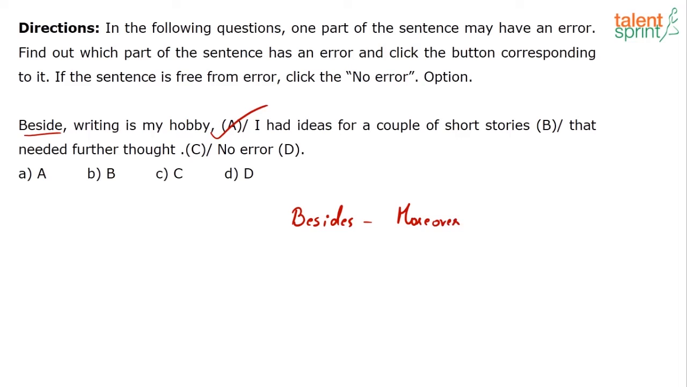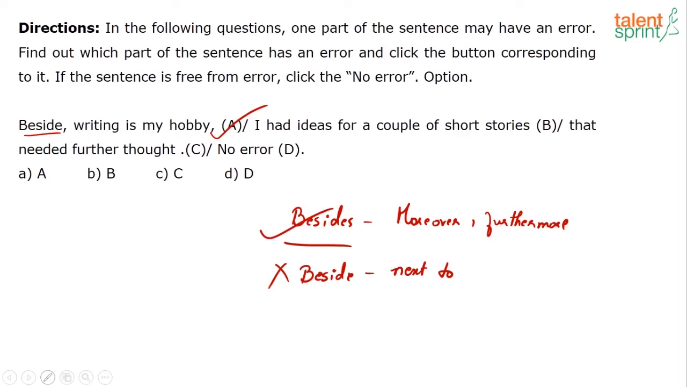So this sentence seems more like a response to a question, right? Why do you want to focus on this? Besides, writing is my hobby. That's why I want to write short stories. So moreover, or furthermore, right? So this is a pretty obvious error. As soon as you see it, there is something wrong. It cannot be beside, which means next to, right? This is not the meaning that the context is giving. So we know this has to be the answer.